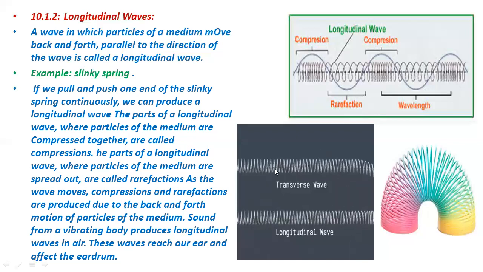While in a transverse wave, you can see the wave is moving from left to right, but the particles are moving up and down. This up and down movement of the particles of the medium is called perpendicular movement to the direction of propagation of the wave. Up and down motion means perpendicular. But in a longitudinal wave, there is no up and down motion, just a straight motion. It produces compression and rarefaction. So these are the two important types of waves, transverse waves and longitudinal waves.